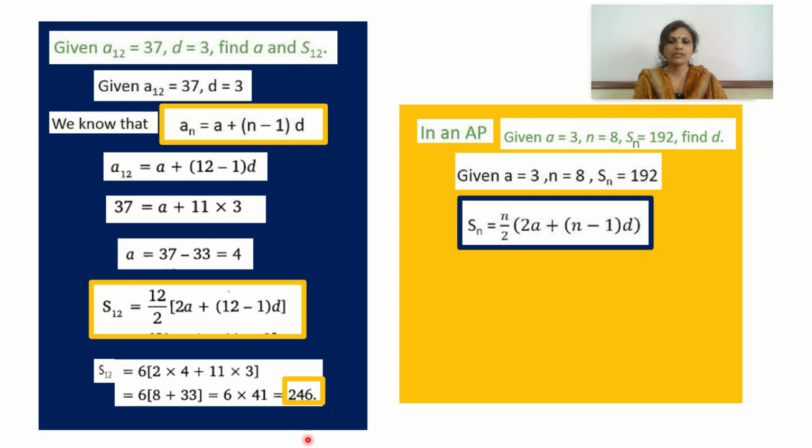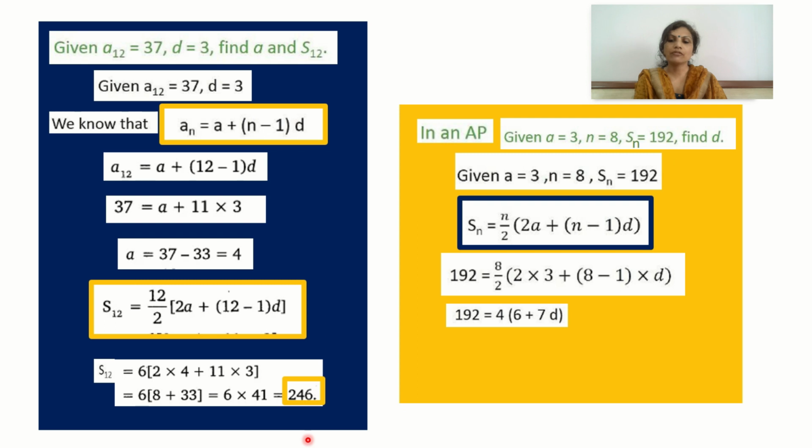Let's substitute the values. Sn is 192, n is 8 upon 2 in the bracket 2 into 3 plus 8 minus 1 into d, which we have to find out. So now all the terms are there with you, so finding the value of d is not very difficult. Let's solve it. So 192 is equal to, 2 fours are 8, so 4 in the bracket 6 plus 7 into d. So when you solve it, 6 plus 7d is equal to 48. So you get the value of d as 6. You have to simplify this and solve it.